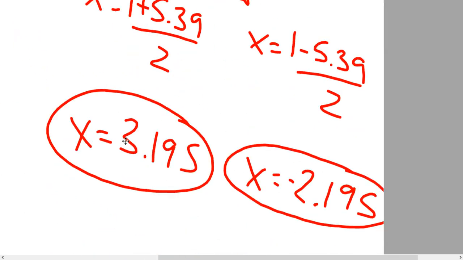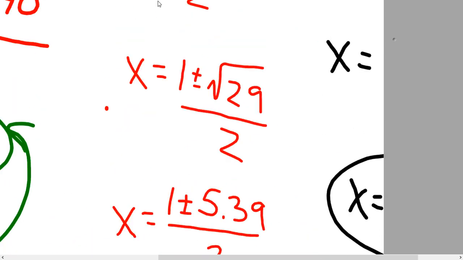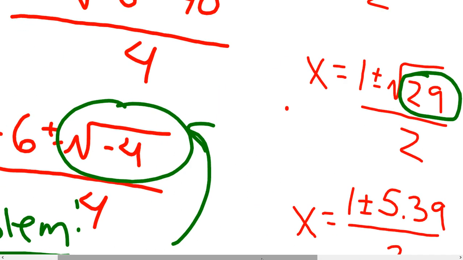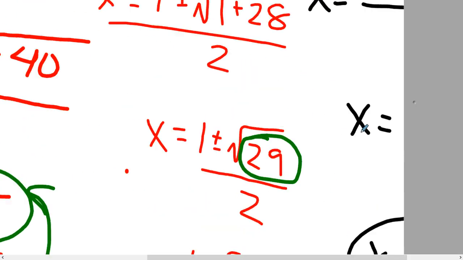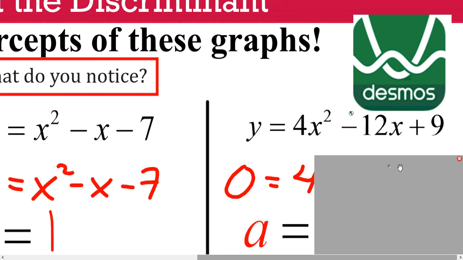And there they are. The actual answers are the least important part right now. The most important part that I want you to focus on is this right here. Because this value underneath the square root was a positive, I can take square roots of positives and I'm going to get 2 solutions. So the first one had a negative, no solutions. This one had a positive, we're going to get 2 solutions. The last case is shown in the third example.